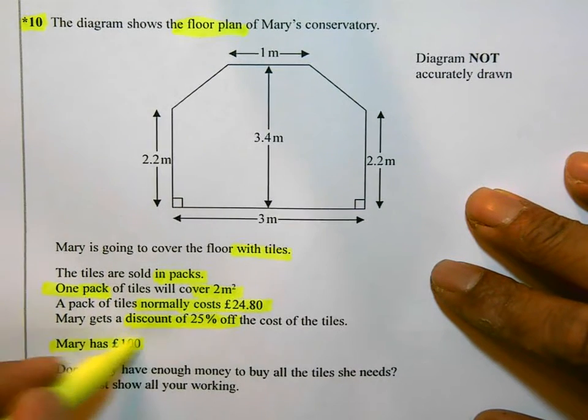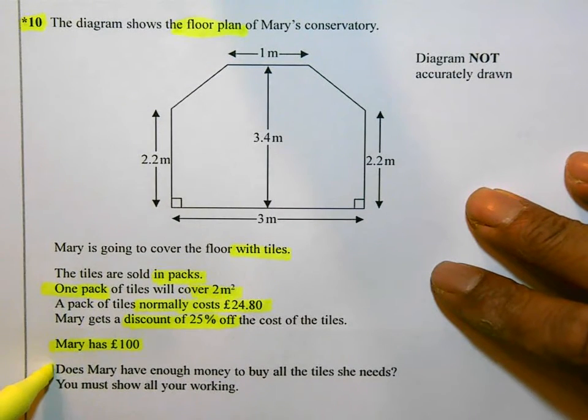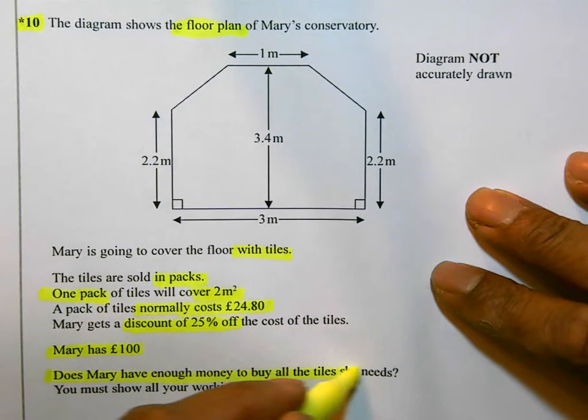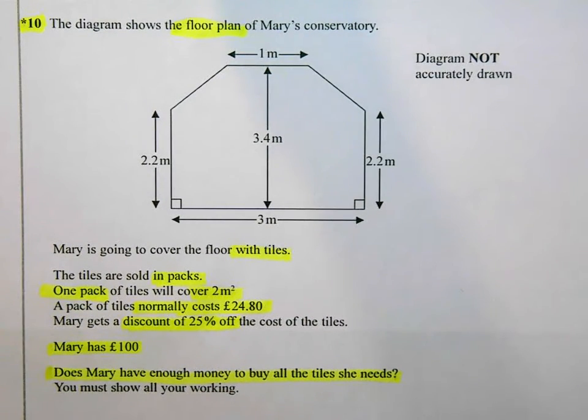Mary has £100. And the question is, does Mary have enough money to buy all the tiles she needs? You must show all your workings. So I can't just write, yes, Mary has enough money, or no, Mary does not have enough money. I need to show workings to support my answer. I need to make sure I describe the answer and how I got to there.